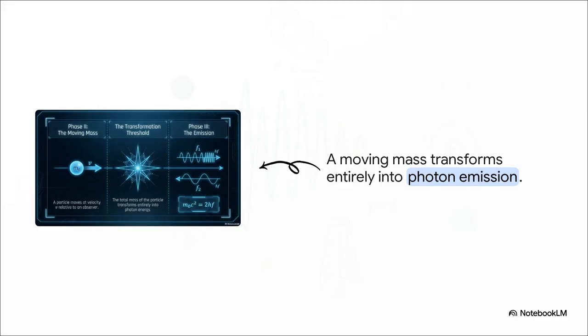All right, looking at phase 2 and phase 3 of this process, let's see how this actually builds out. Over on the left, in phase 2, we have a mass, our particle, moving at a velocity v relative to us, the observer. Then we hit the transformation threshold. Boom. Annihilation. On the right, in phase 3, that mass has completely vanished, and in its exact place, two photons are emitted in exact opposite directions. One is moving forward with frequency f1, and the other is moving backward with frequency f2. The entire mass of the particle, m0, has been 100% converted into the energy of these two photons.